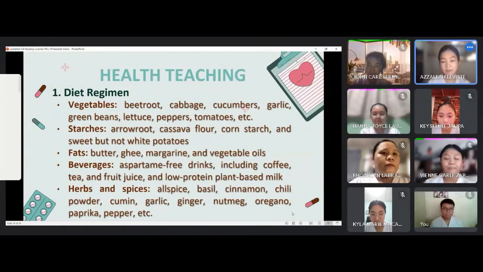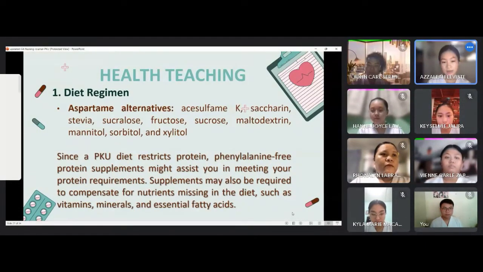For beverages: aspartame-free drinks, including coffee, tea, fruit juice, and low-protein plant-based milk. For herbs and spices, we have allspice, basil, cinnamon, chili powder, cumin, garlic, ginger, nutmeg, oregano, paprika, pepper, etc. Next slide. And the next is the aspartame alternatives. We have acesulfame K, saccharin, stevia, sucralose, fructose, sucrose, maltodextrin, mannitol, sorbitol, and xylitol.